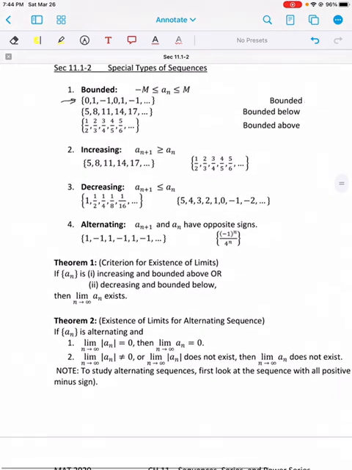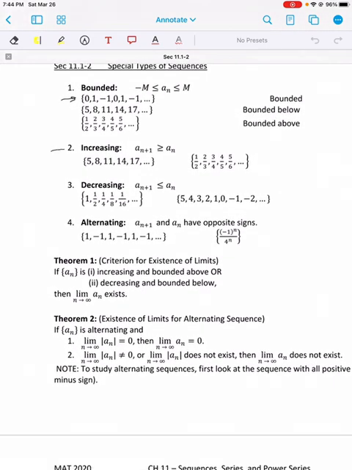The next type of sequence is what we call an increasing sequence. An increasing sequence is one in which every subsequent term is greater than or equal to the previous term. So the next term is bigger than the previous term. Then we say it is an increasing sequence. These two are examples of increasing sequences.